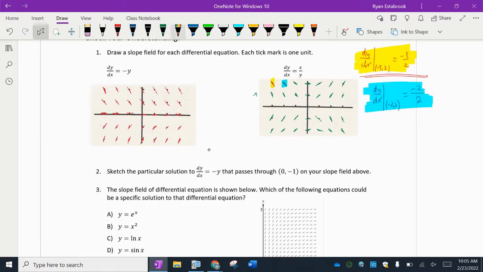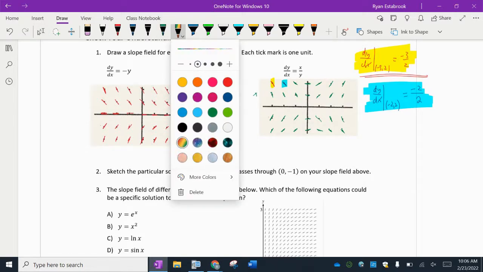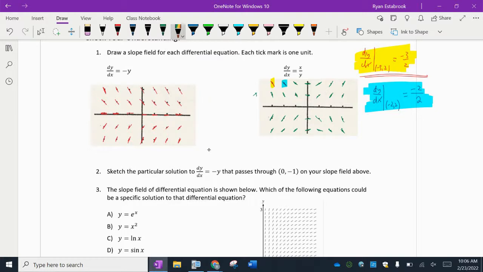Question number 2 builds off of this. It says, sketch the particular solution to dy dx equals -y. That's this slope field that passes through the point 0, -1. So what it says is, you know 2 things about the original function. This is its differential equation. This is the slope field for that. And the original function has to go through the point 0, -1. It has to go through that point.